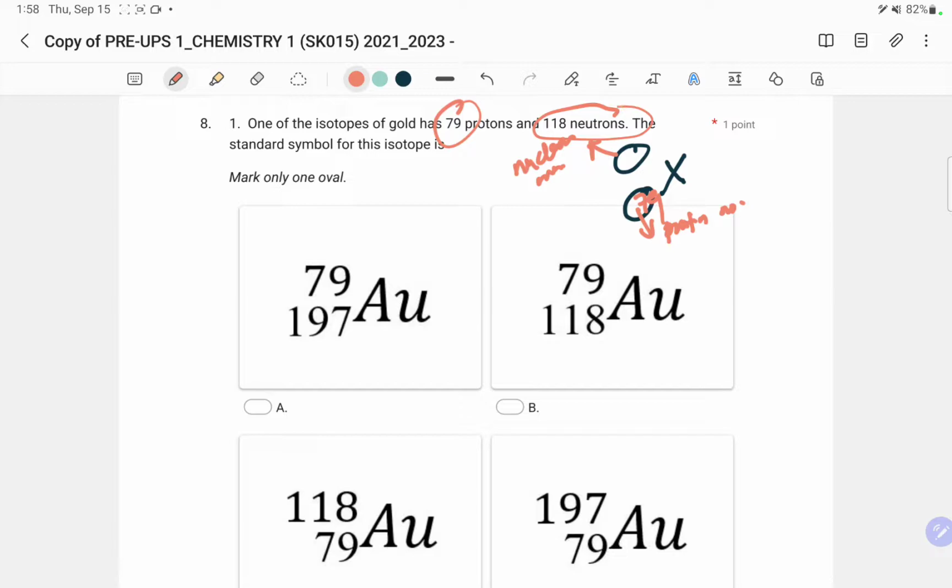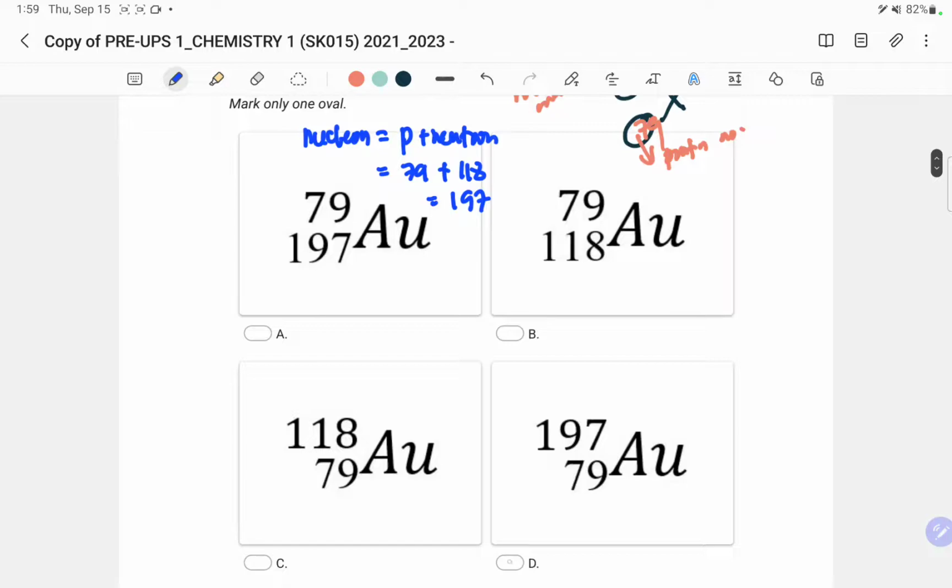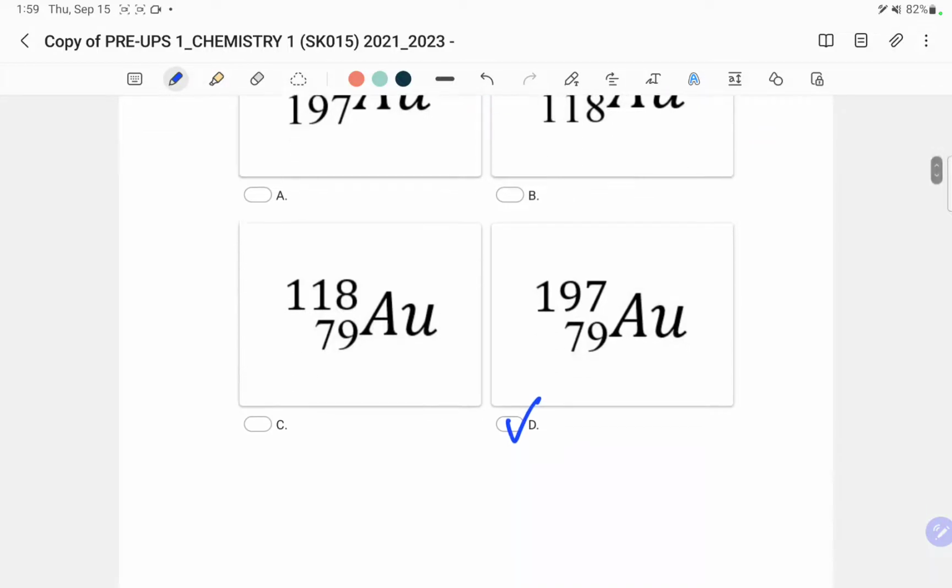So this one neutron, so nak dapat nucleon, as we know that nucleon sama juga dengan proton plus dengan neutron. So proton is 79 plus dengan neutron is 118 sama juga dengan 197. Okay, so kat sini akan jadi 197 lah. So the answer is D for question number 1.